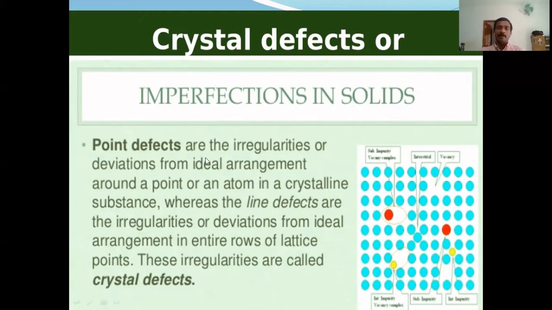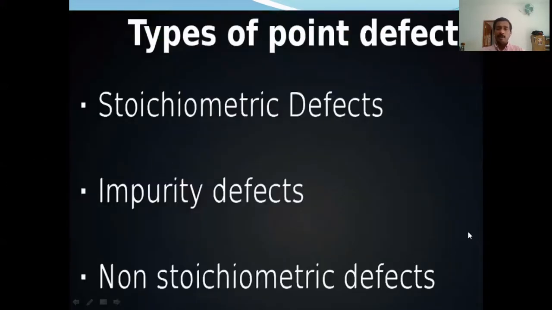The point defects are classified into three: stoichiometric defects, impurity defects, and non-stoichiometric defects. What is a stoichiometric defect? Here the stoichiometry of the compound is maintained. For example, what is the stoichiometry of sodium chloride? 1:1. What is the stoichiometry of calcium chloride? 1:2. Even in defective crystals, this stoichiometry is maintained. Impurity defect: if a foreign particle is present in the crystal, that defect is known as impurity defect. Non-stoichiometric defect: here, the stoichiometry of the crystal may be affected.